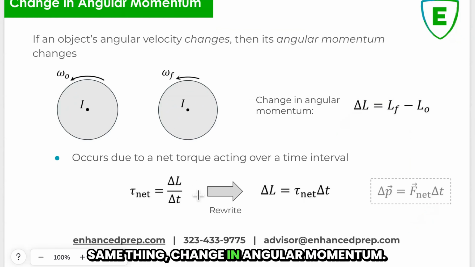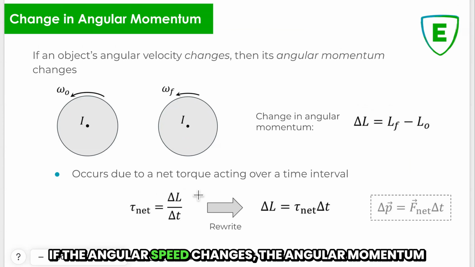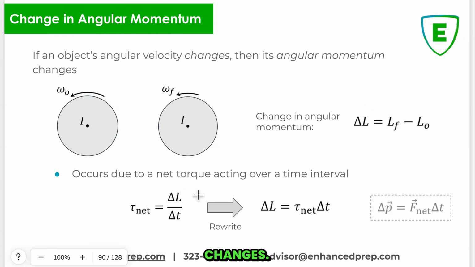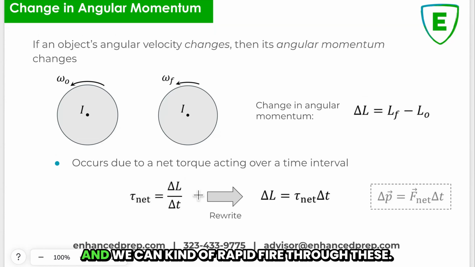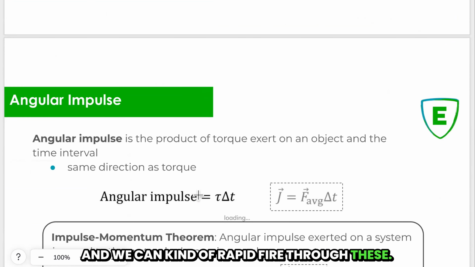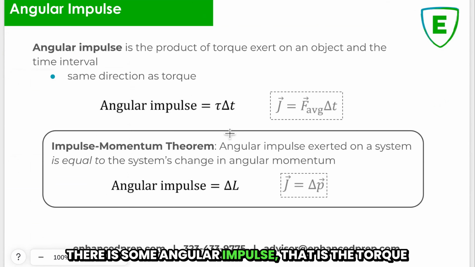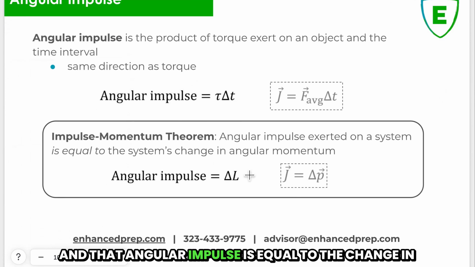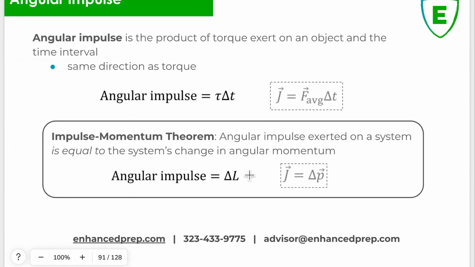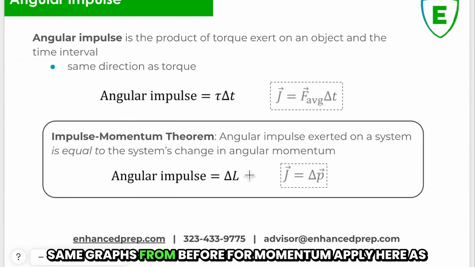Same thing, change in angular momentum. If the angular speed changes, the angular momentum changes. That will be due to some torque acting over an interval, and we can kind of rapid fire through these. There is some angular impulse, that is the torque times the change in time, or the time that it's applied, and that angular impulse is equal to the change in angular momentum. Okay. And oh, same graphs from before for momentum apply here as well.